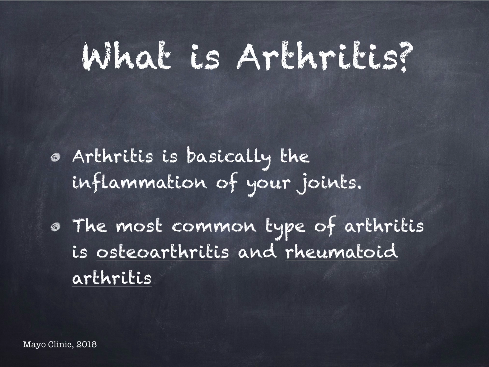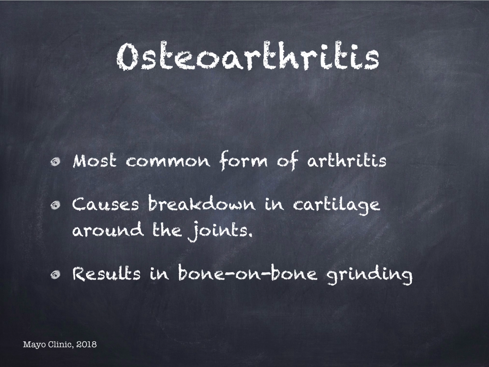So, what exactly is arthritis? Arthritis is the inflammation of your joints. The most common types are osteoarthritis and rheumatoid arthritis. Starting with osteoarthritis, this is essentially the breakdown of the cartilage that surrounds your joints, and this can result in some bone on bone grinding together.